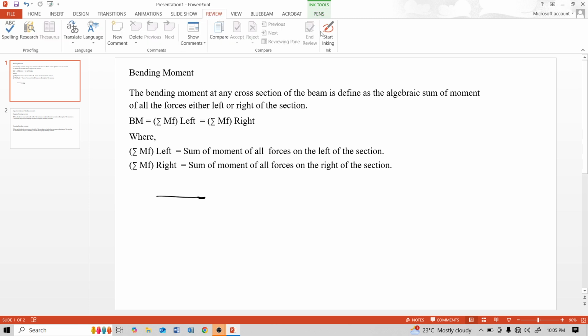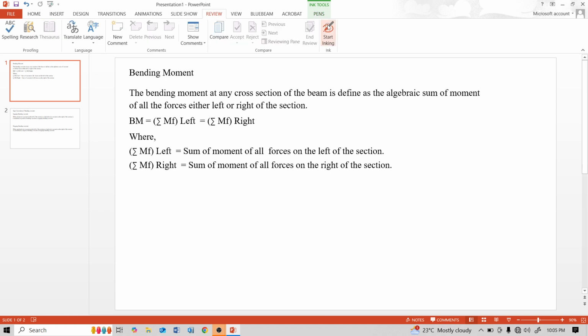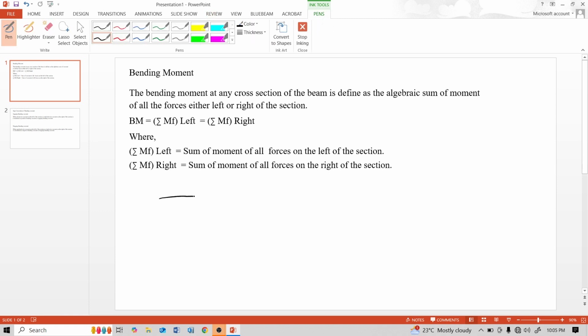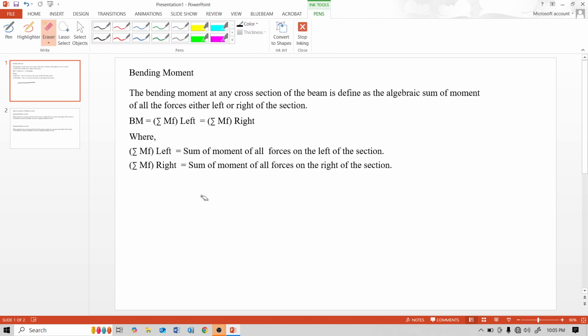See, one simply supported beam, one side roller and one side pin support. This is a simply supported beam with one side pin, one side roller, with uniformly distributed load.